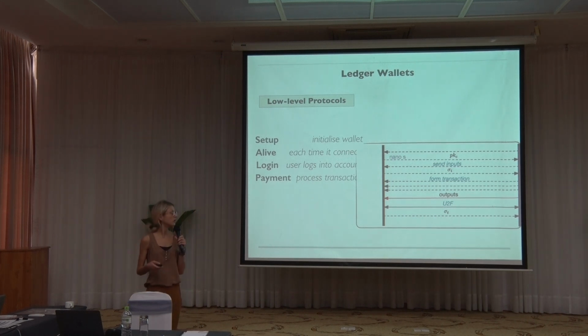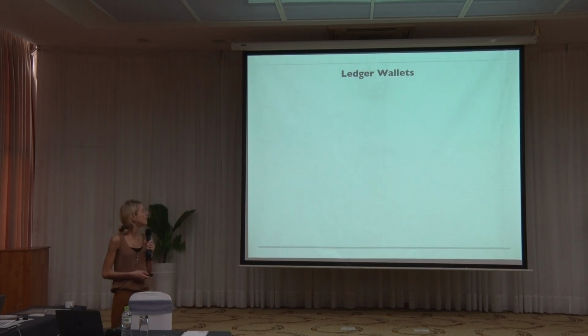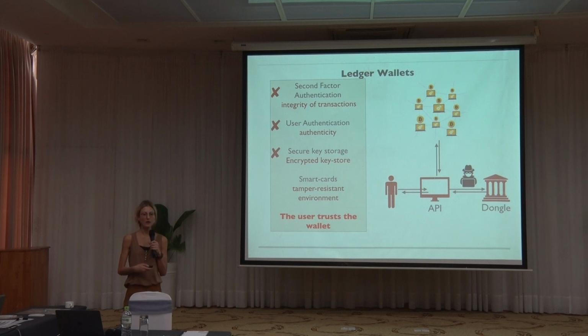Before the dongle signs the transaction, it requires the user to verify either part of the address, if it has a string, or 4 characters of the address. If the verification goes well, the dongle signs the transaction and returns the signature to the API. So let's go back to the security parameters the company provides: we have authentication, integrity of transactions, secure key storage, and smart cards.